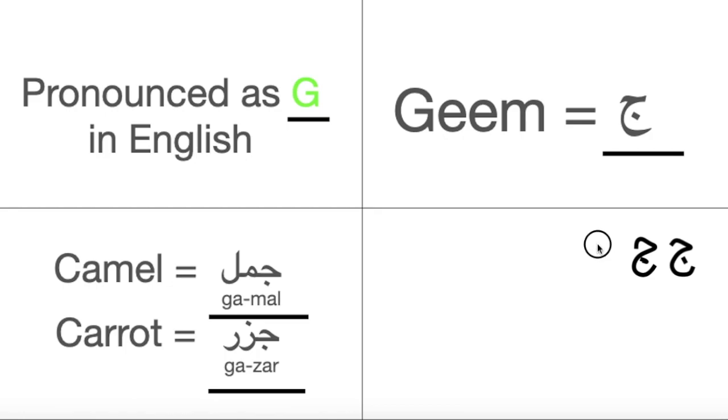Or there is another easy way. You know the C in English? Do it in this way. Write a C in English, make a little dash on the top, and put a little dot inside. This is Gim, again like a C in English, with a little line on the top and one dot inside. This is how we write Gim.